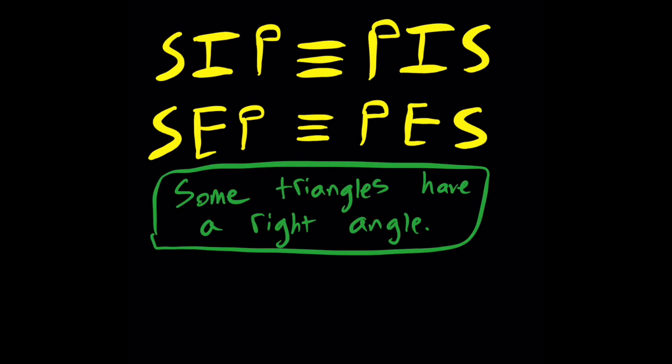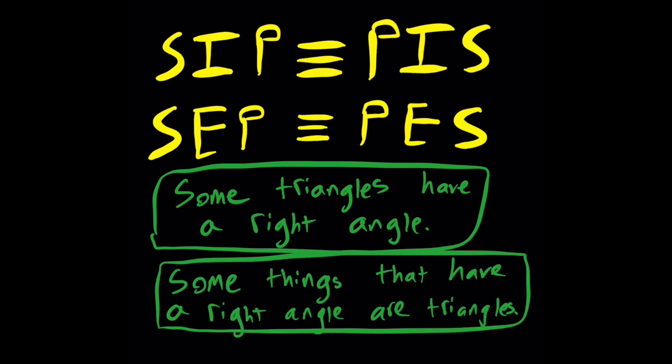For example, "some triangles have a right angle" is logically equivalent to the proposition, "some things that have a right angle are triangles." So we just flip the subject and predicate. This validly only works with affirmative particular propositions and negative universal propositions. Consider, for example, "no circles are squares" is logically equivalent to "no squares are circles." That's the E type of proposition, SEP to PES.